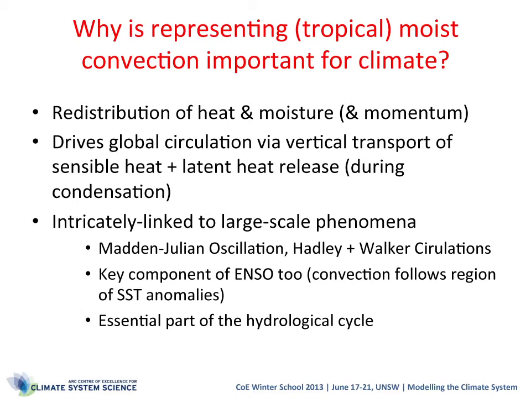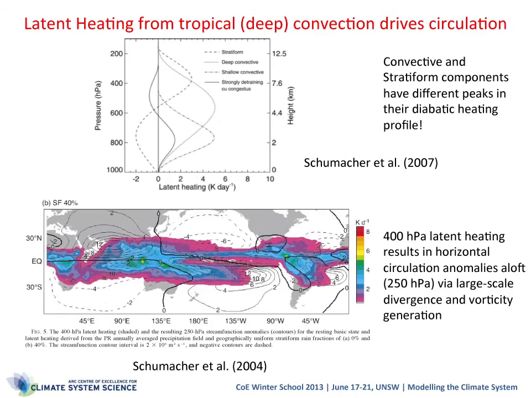So where the SST anomalies are, your region of convection will tend to follow. Okay? And of course, with all the precipitation, tropical convection is an essential part of the hydrological cycle.